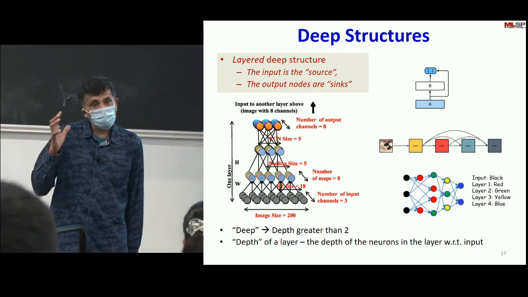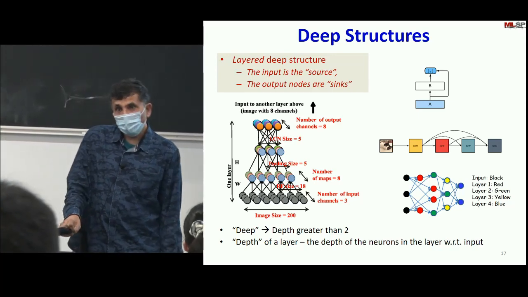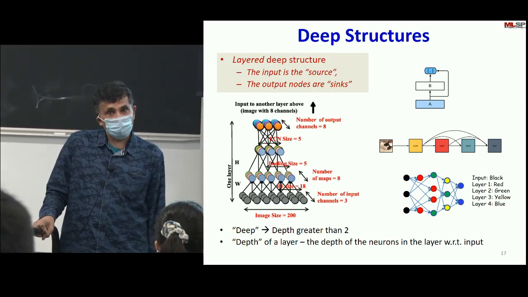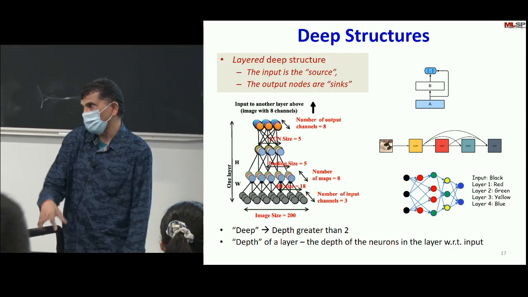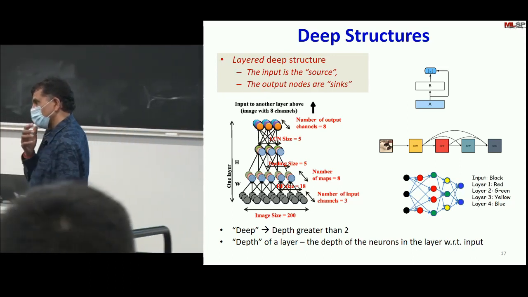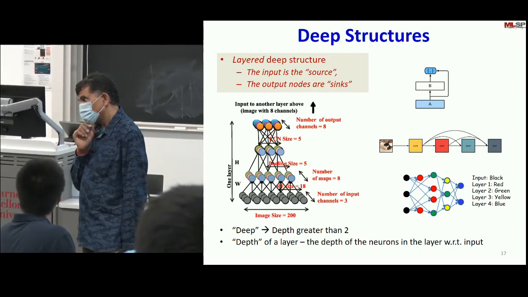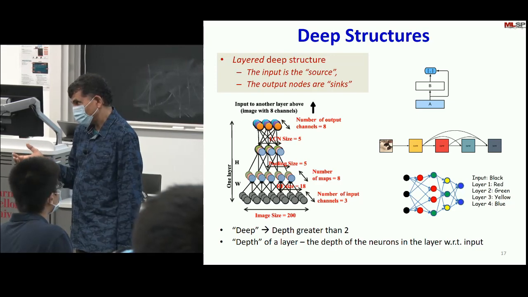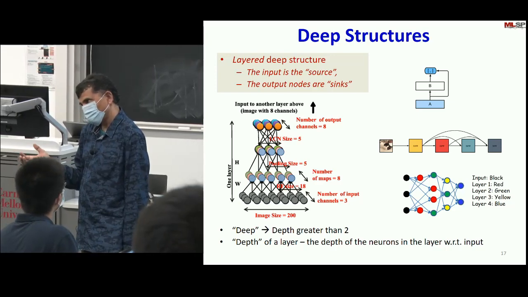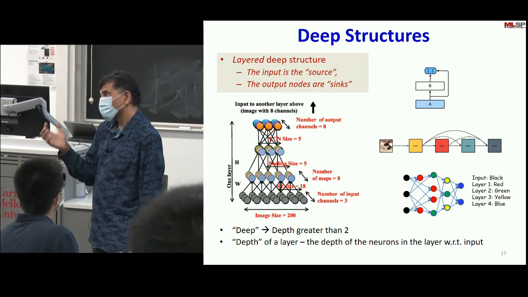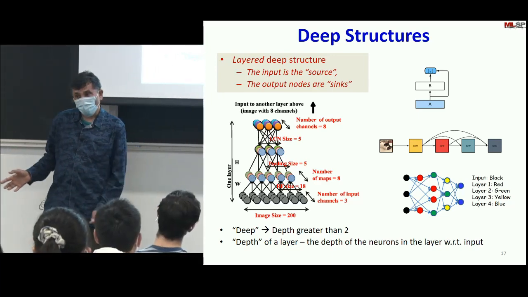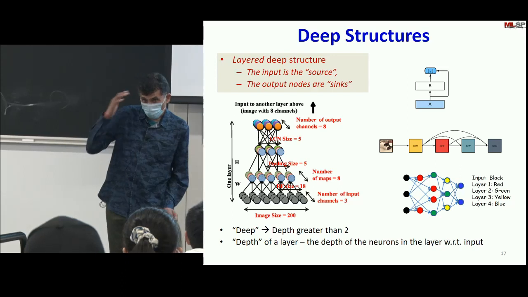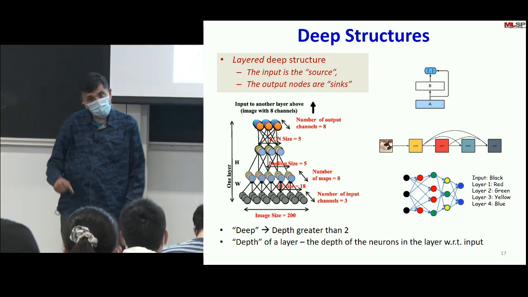But then we also speak of layers. Can anybody tell me how one defines a layer? Can anyone take a guess? Yes, Minwei? All the nodes are at the same depth. With respect to? From the source, right? So she's right. All neurons that are at the same depth with respect to the input are considered one layer.